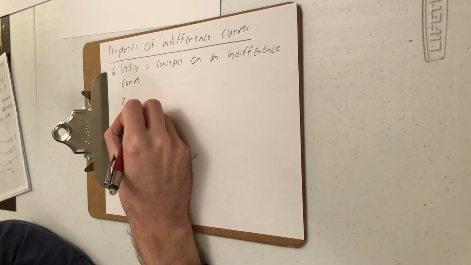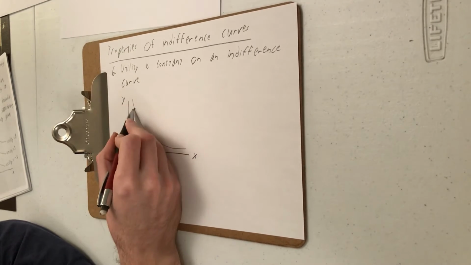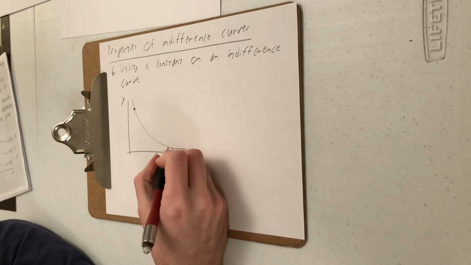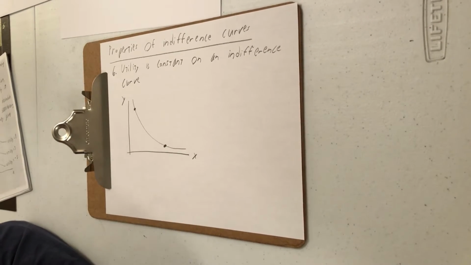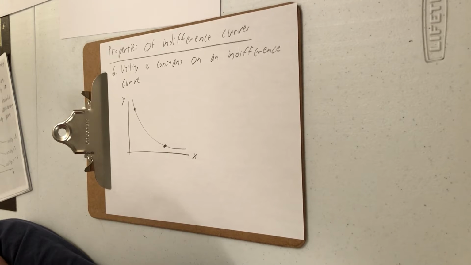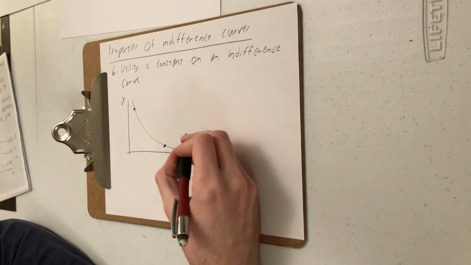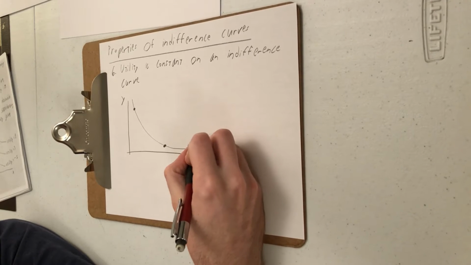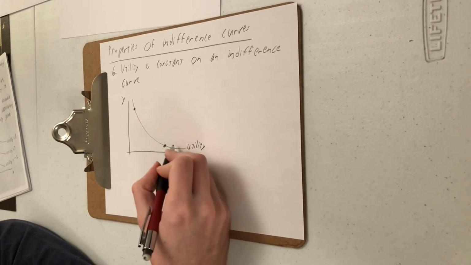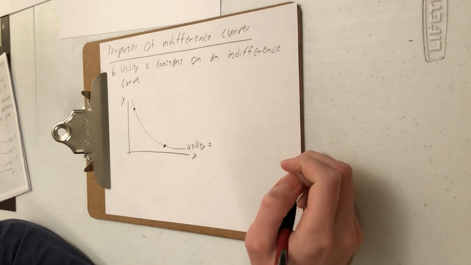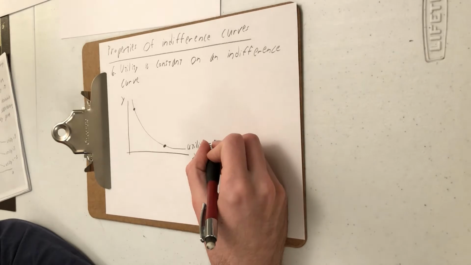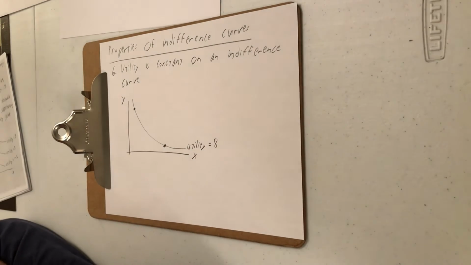So this over here is just as good as this one down here. So they're both equally desirable, and utility is how much happiness you're getting from them. Then they're both giving you the same amount of utility. So maybe all the combinations on this curve here give you a utility of, let's say, 8, just to pick a number.